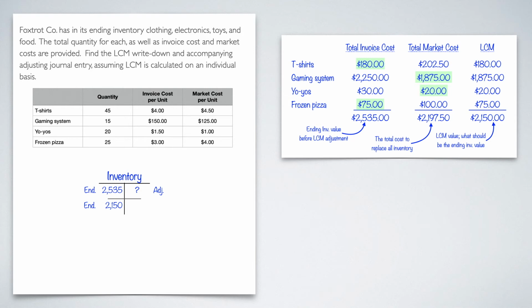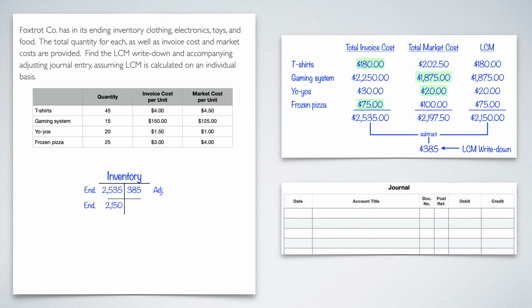The way we do this, and this is the reason why I do it this way, is it's super easy and procedural. It's never going to change. When I have it like this, I take the total of column A, my total invoice cost, and the total of column C, my LCM, and I subtract the two. It works every single time. Whatever I get, that gives me my LCM write down. Essentially that's what I'm going to write my inventory down by. That's what I put in the credit side of my inventory T table. I have to decrease what is in my books now by 385 to get it to the LCM amount. And now I have to do a journal entry for that.